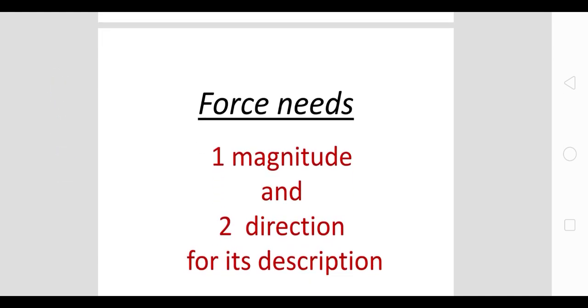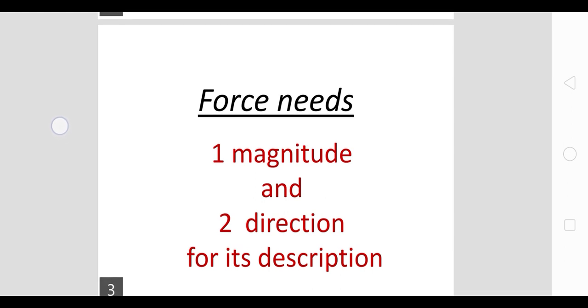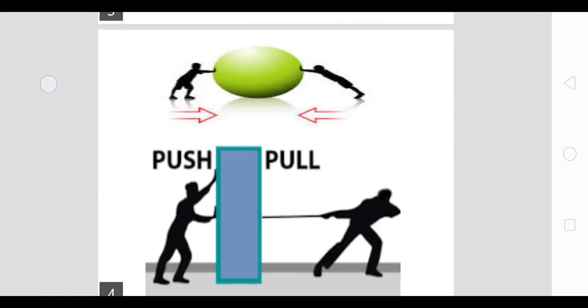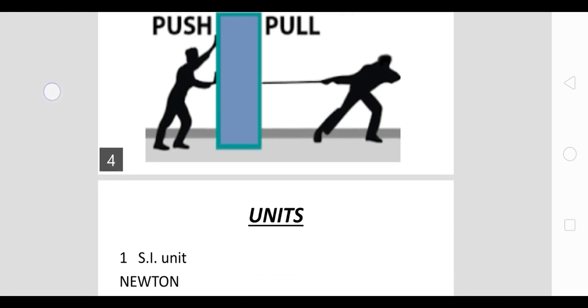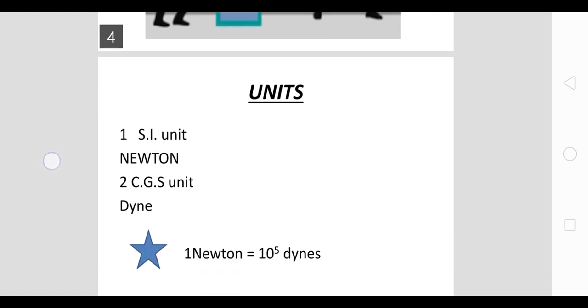Force needs magnitude and direction. Force needs both the magnitude of the force and the direction in which it acts to completely specify it. When we change either the direction or the magnitude or both of the applied force, its effects change. Force is a push or pull applied on an object. The unit of force is Newton and the CGS unit is dyne, and 1 Newton is equal to 10 raised to power 5 dyne.